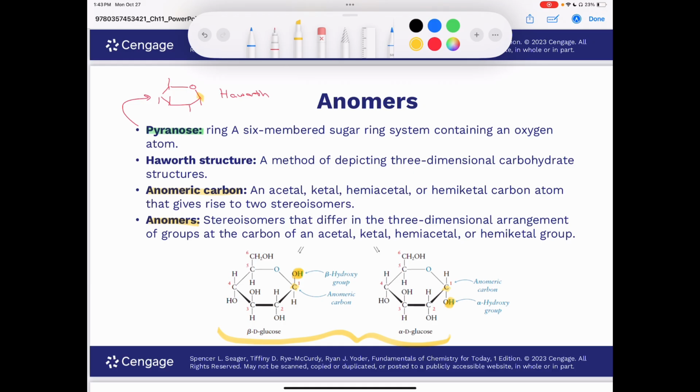And so beta D-glucose and alpha D-glucose are not enantiomers, are they? They're not mirror images. They are anomers. They're stereoisomers, but they only differ in configuration at one carbon, and that is carbon number one, that we call the anomeric carbon.